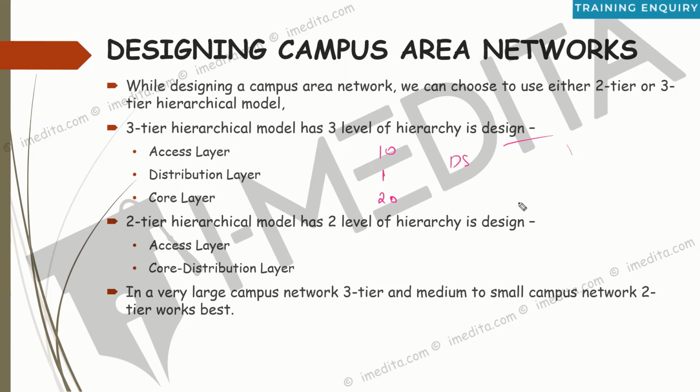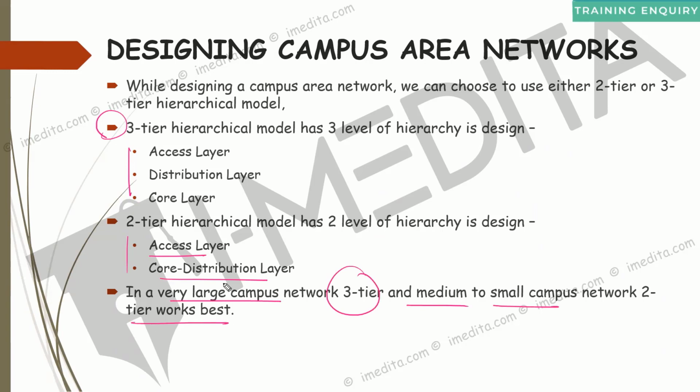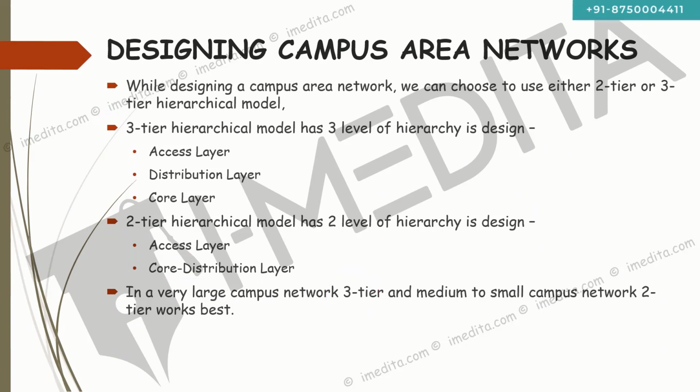Right. So in the 3-tier design, we have 3 levels of hierarchy. In a 2-tier design, we have 2 levels of hierarchy. 3-tier hierarchy has 3 layers in the design. 2-tier hierarchy has 2 layers in the design. In a large campus network, 3-tier works best. In a medium to small campus network, 2-tier is actually going to work best.